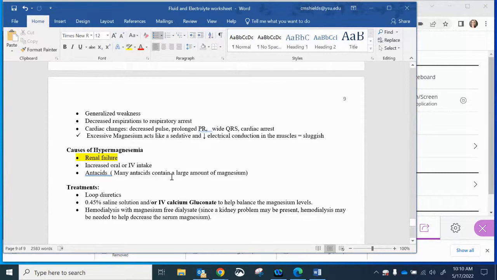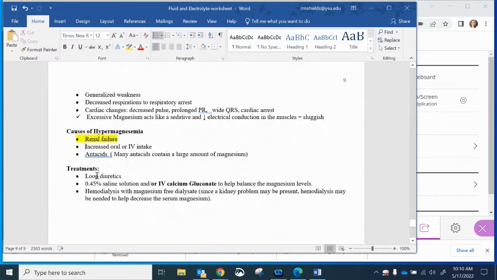And antacids do contain a large amount of magnesium. Sometimes an older person might be just slugging antacids down and it can cause an increase in the magnesium. We just need to stop that. Treatment to get rid of it: loop diuretics. Loop diuretics take off fluid and all electrolytes. They don't hold on to calcium, don't hold on to potassium like other ones do. So loop diuretics are going to help with the excretion of electrolytes.